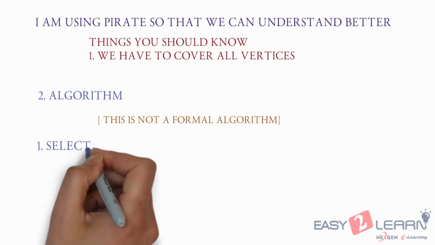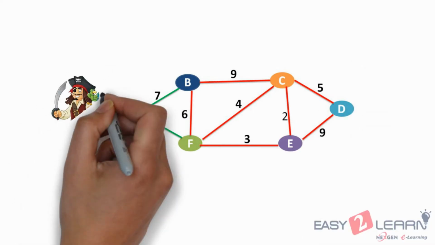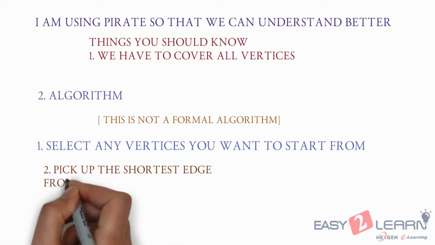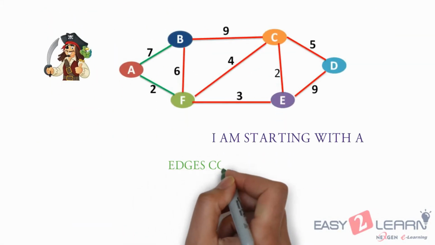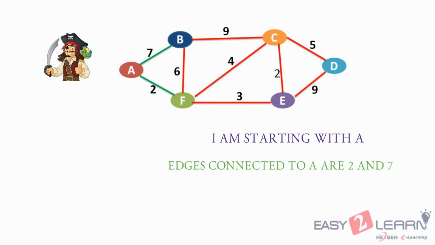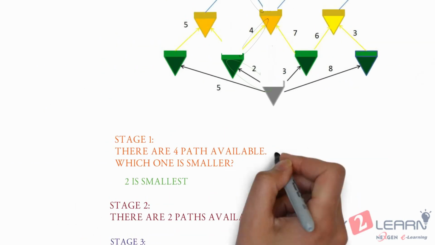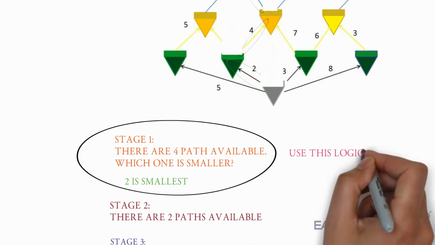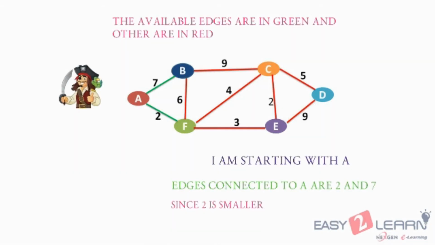You can select any vertex you want to start from. With due respect to my English teacher, I am starting from A. Next, the second step: pick the shortest edge from the available ones. So the edges connected to A are 2 and 7. Obviously we'll go with the smaller one. So I'll use the edge 2 between A and F.